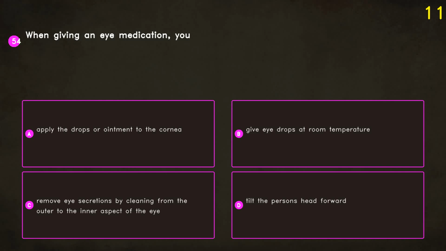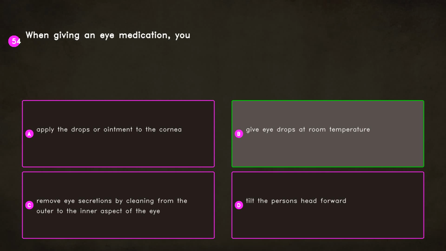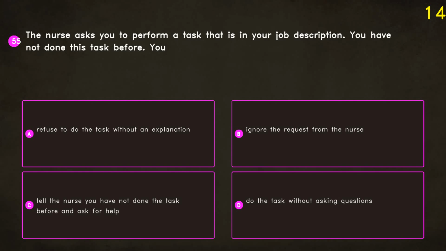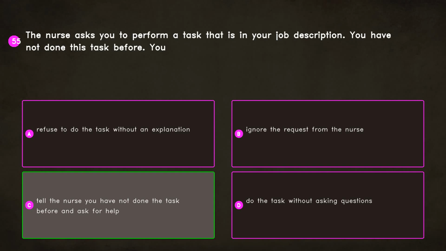Question 54. When giving an eye medication, you A. Apply the drops or ointment to the cornea. B. Give eye drops at room temperature. C. Remove eye secretions by cleaning from the outer to the inner aspect of the eye. D. Tilt the person's head forward. The correct answer is give eye drops at room temperature. Question 55. The nurse asks you to perform a task that is in your job description. You have not done this task before. You A. Refuse to do the task without an explanation. B. Ignore the request from the nurse. C. Tell the nurse you have not done the task before and ask for help. D. Do the task without asking questions. The correct answer is tell the nurse you have not done the task before and ask for help.